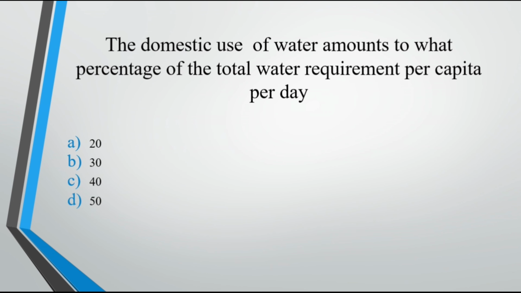Next question, the domestic use of water amounts to what percentage of the total water requirement per capita per day? Option A, 20, option B, 30, option C, 40, and option D, 50. So the correct answer is option D, 50.